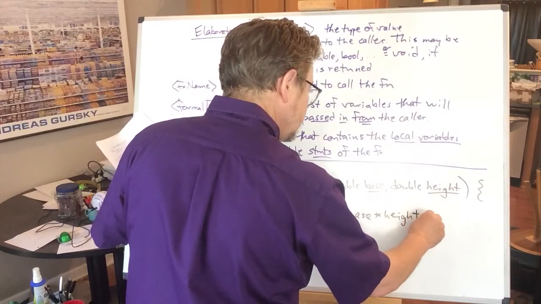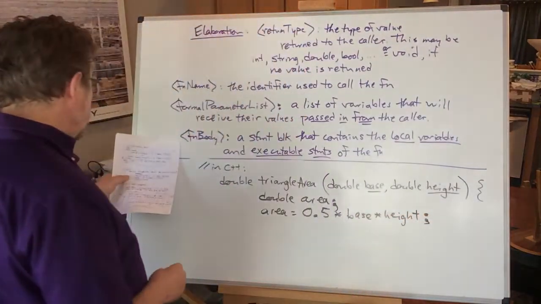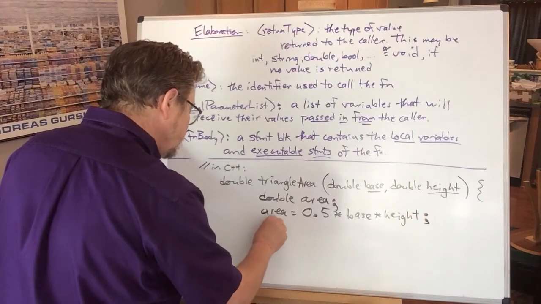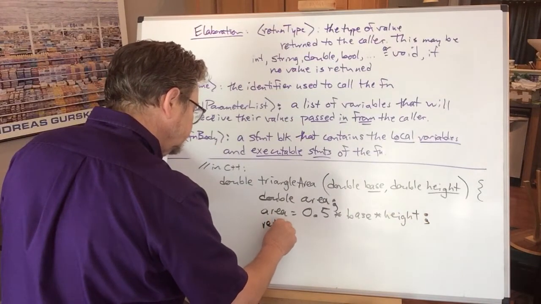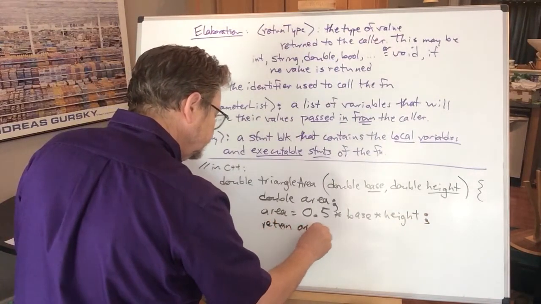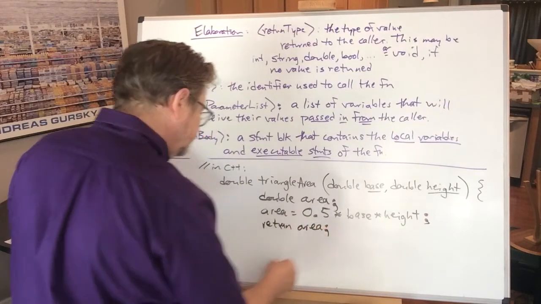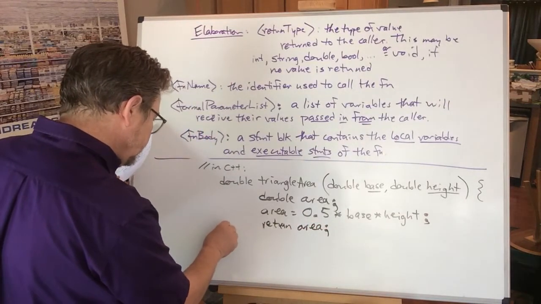That's an assignment statement, needs a semicolon. And our work is done. Let's go back where we came from. Return area, semicolon, close curly brackets. There it is.